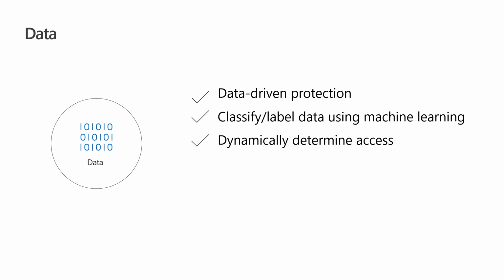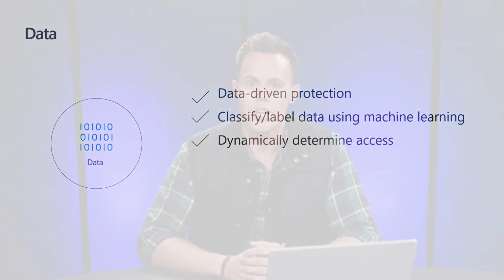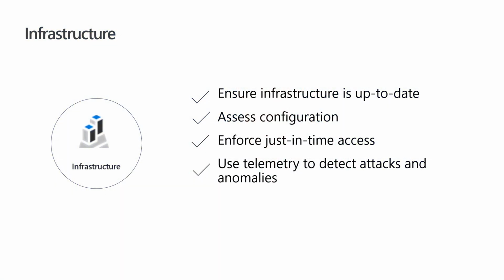Once again, verifying that access is secure, it's also really important to make sure that we are dynamically determining access to this data. So every time that data is accessed, every time a file is opened, anytime a file is shared, we're making sure that whoever is accessing these files should in fact be able to do so. So the next component that we're going to talk about is infrastructure.